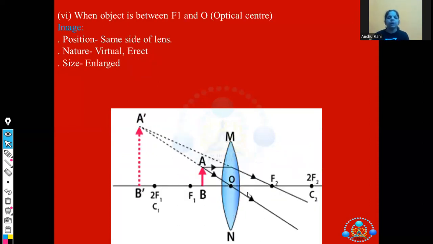When the object is between F1 and O, the first ray parallel to the principal axis is passing through focus. The second ray, which is passing through optical center, will pass through it as such without showing any deviation. These two rays, you can see that the distance between them is increasing in this path, so they have to meet backward. They will join only after extrapolation, and you can find that the image will be virtual and direct, and it is bigger in size, an enlarged image.